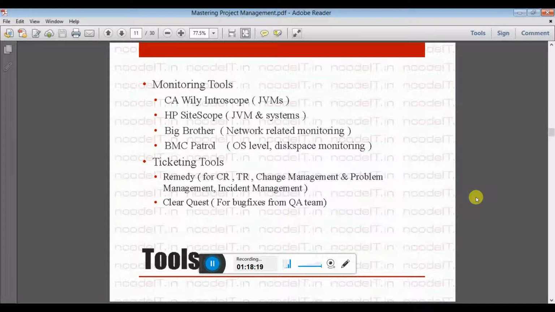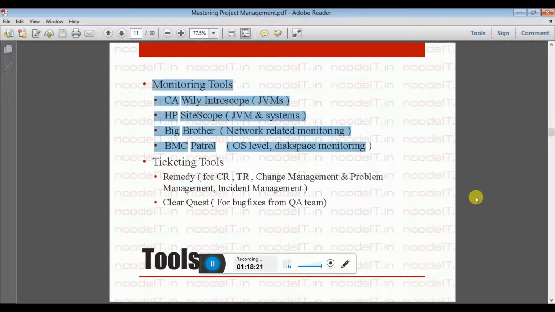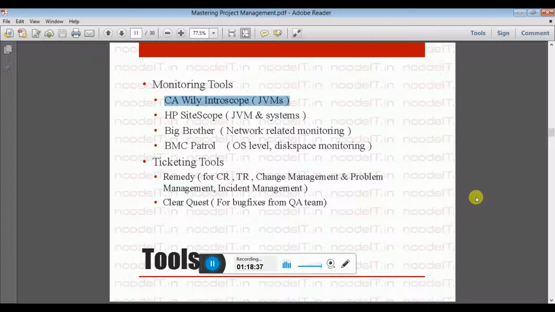Tools, there are two types of tools, monitoring tools and ticketing tools. Let's say you are using Wily Introscope, and then Oracle Enterprise Manager Cloud Control. The reason you have to mention two is OEM is a recent tool. You cannot say I was using it for the last 4 years. OEM was introduced only 2 years before, so you will say in the last 1 year we are using Oracle Enterprise Manager Cloud Control, but in the last 4 years we have Wily Introscope.